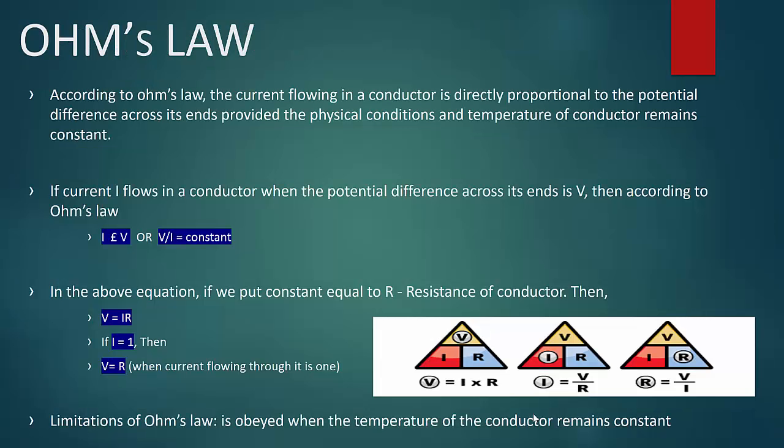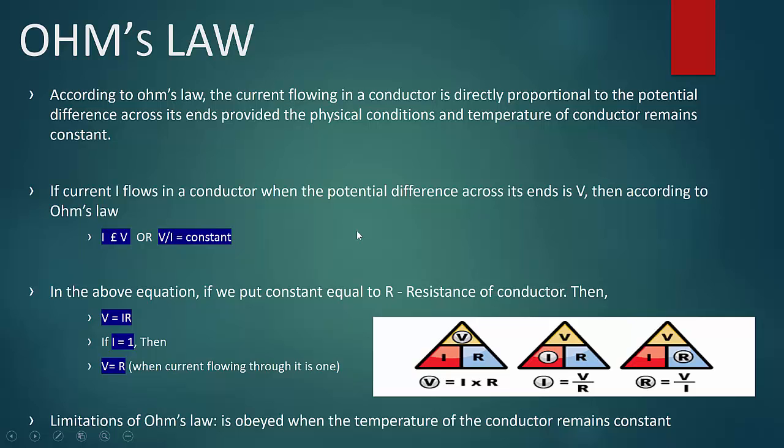Now Ohm's law. Ohm is a scientist who discovered a certain formula which is known as V is equal to IR. Voltage is equal to the product of current and resistance. According to Ohm's law, the current flowing in a conductor is directly proportional to the voltage difference across its ends, provided the physical condition and temperature remain constant. This is the limitation of Ohm's law: it is obeyed only when the temperature of the conductor remains constant.